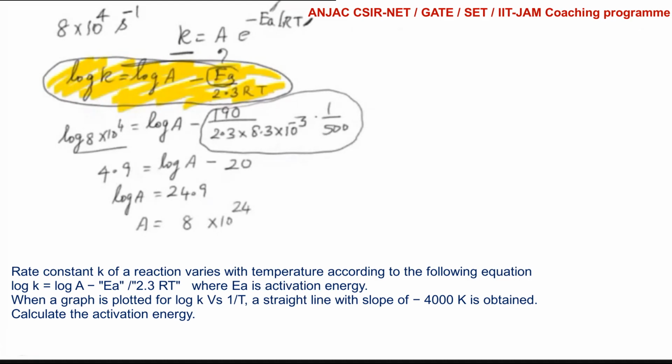First, when a graph is plotted for log K versus 1 by T, a straight line with a slope of minus 4,000 Kelvin is obtained. Calculate the activation energy.